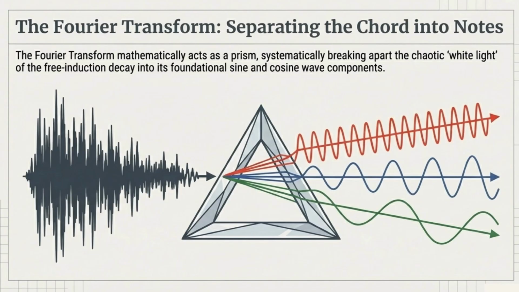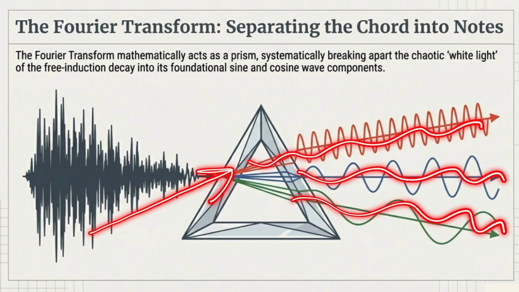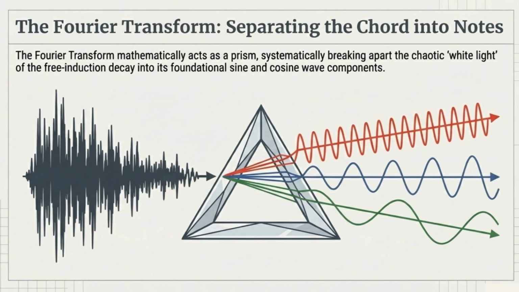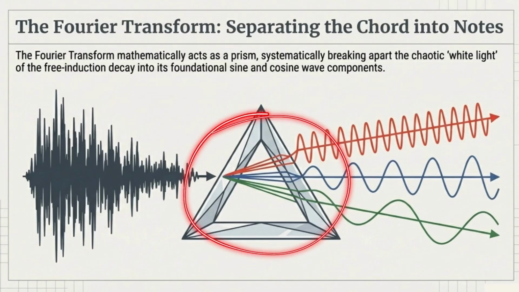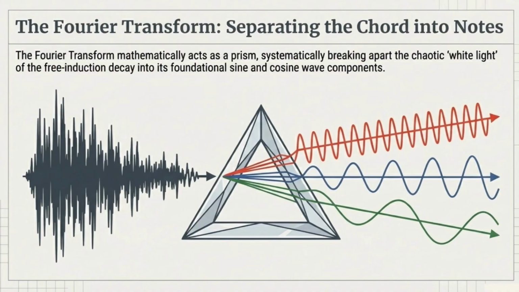So how does the Fourier transform transform this very complex signal into different frequencies? We can take the analogy of a prism. We know that white light enters a prism and is separated into different colors or different wavelengths. Just like this prism, the Fourier transform mathematical operation systematically breaks apart the chaotic free induction decay signal into very precise frequency signals.